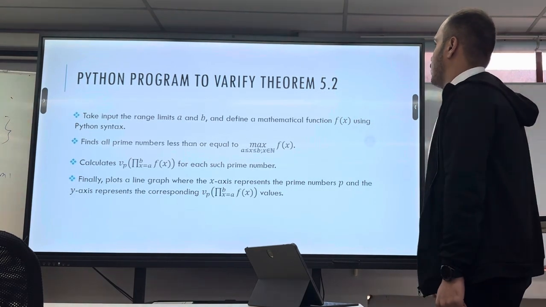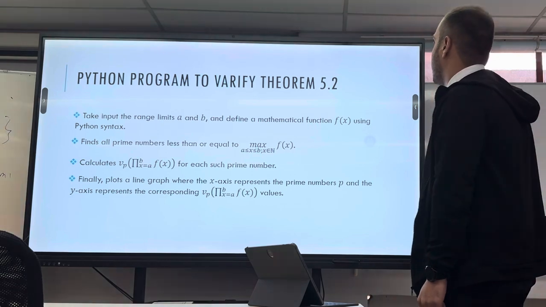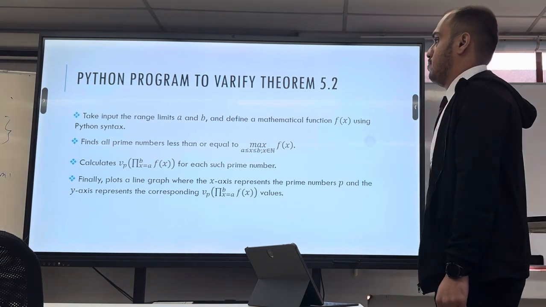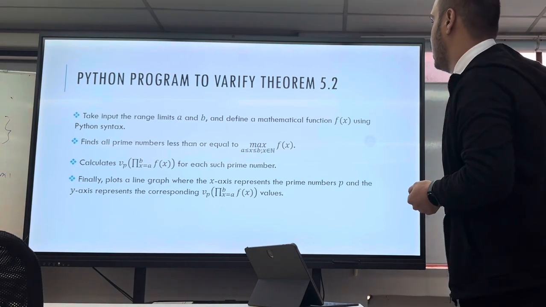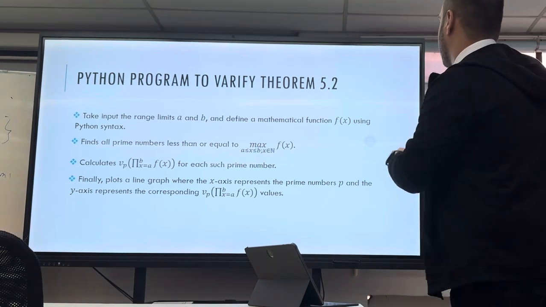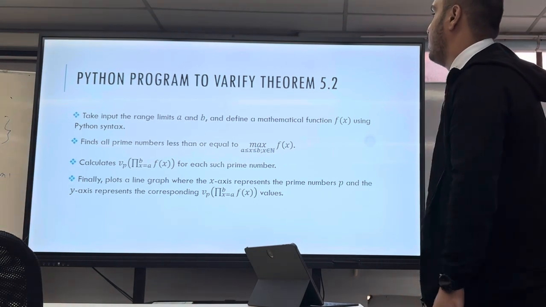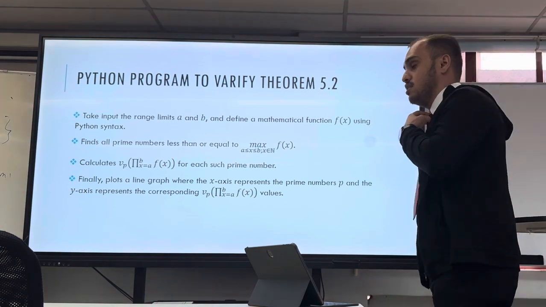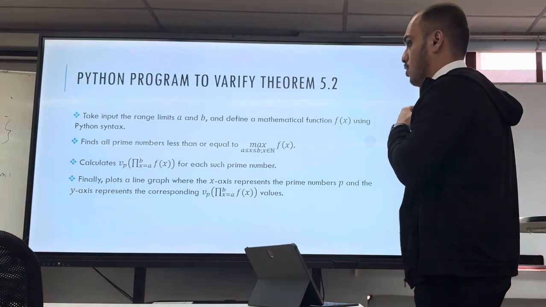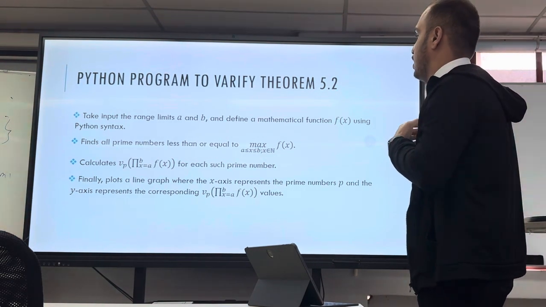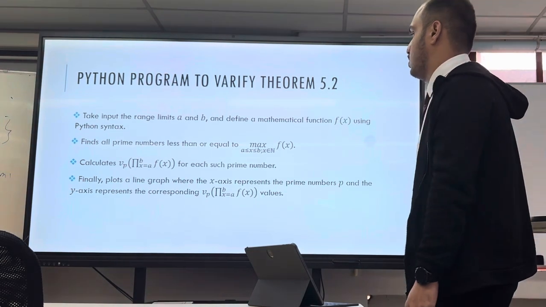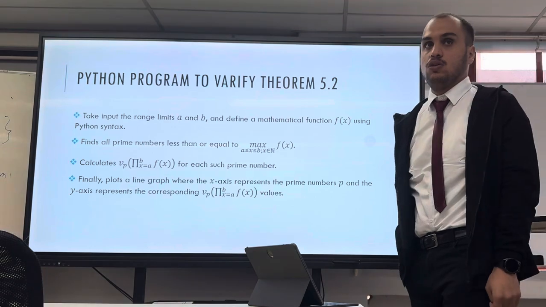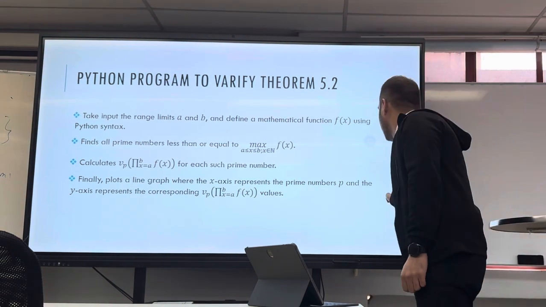This is a Python program to verify theorem 5.2. This Python program takes as input the range limits a and b, and defines a mathematical function f(x), finds all prime numbers less than or equal to the max value of f(x), calculates the exponent for each prime that we found, and finally plots a graph to represent the solutions.